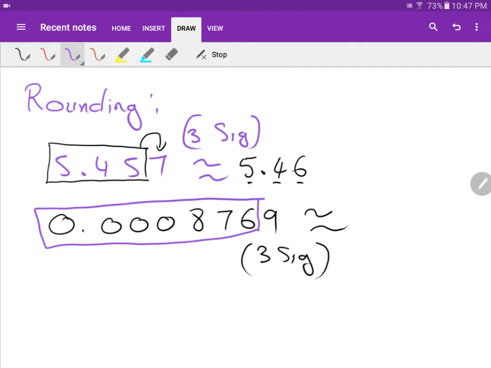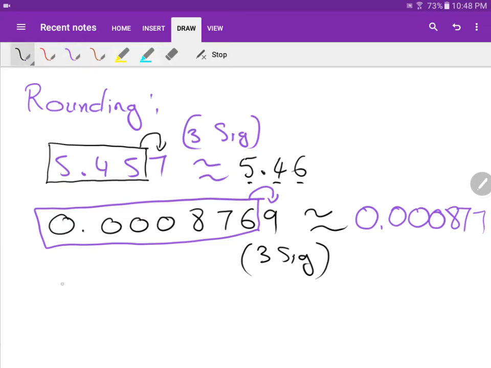And do not forget, before you write 876, you look at this number. See, this is greater than 5, so you add 1 to this. So your answer should be 0.000877. Is that okay? So that's your answer. Now, let's do the next one.